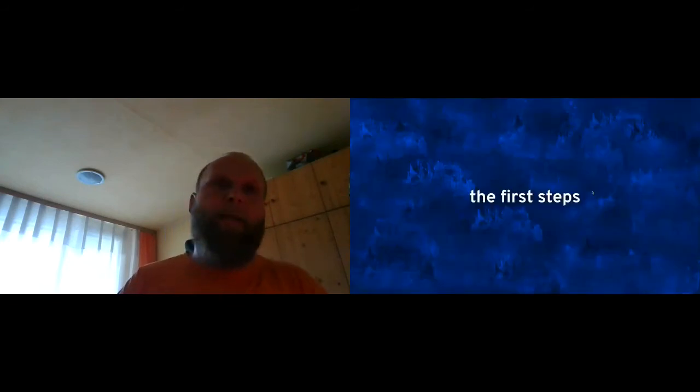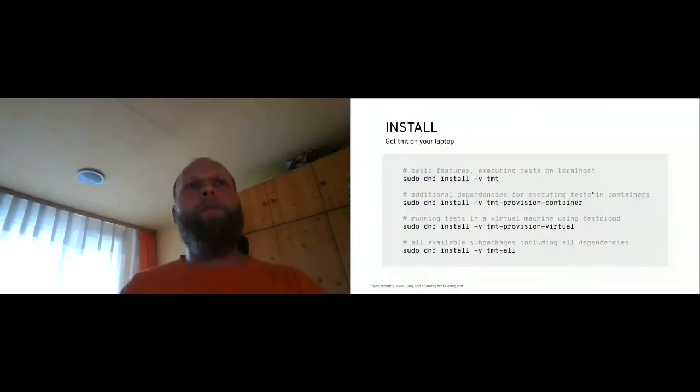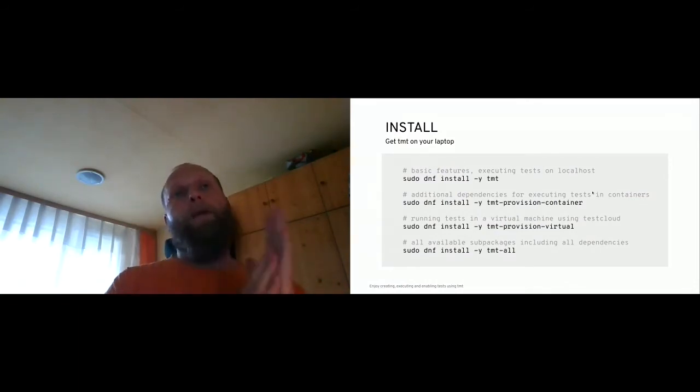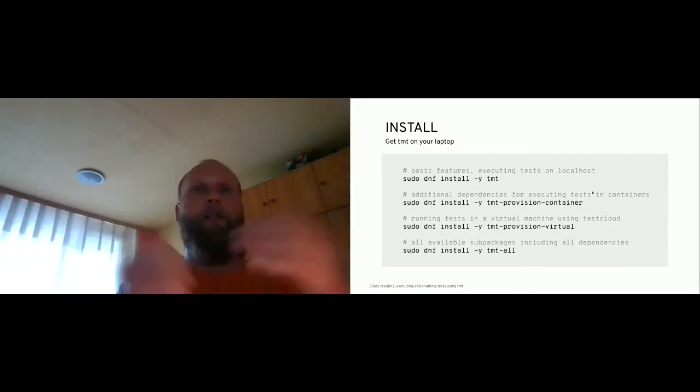So let's see the first steps. If you start working with TMT, you just install it. There is a package in Fedora, so just dnf install tmt. There are some options. The tmt is a minimal package which has the basic core functionality. But because the provisioners have a large set of dependencies, there are subpackages.